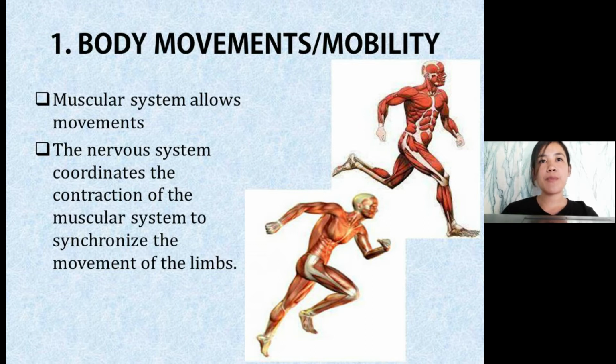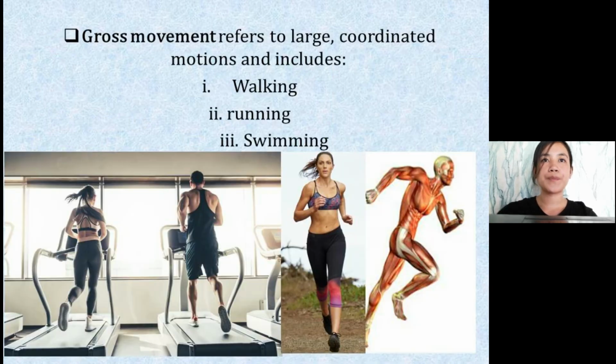In these body movements, there are two classified movements. First, gross movement, and second, fine movement. But first, let's go with the gross movement. Gross movement refers to large coordinated motions and includes walking, running, and swimming. It is a large movement because it needs a group of muscles to work for the movement. Examples here are walking, running, and swimming.